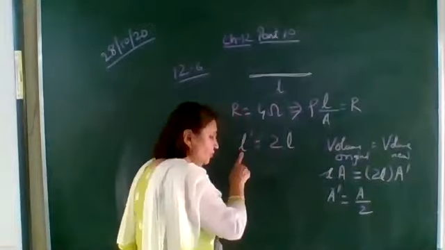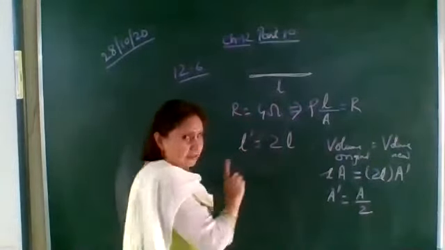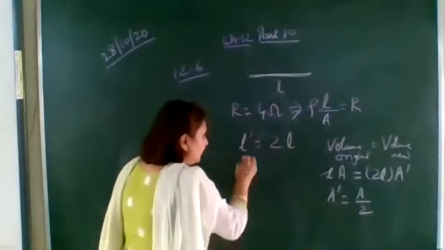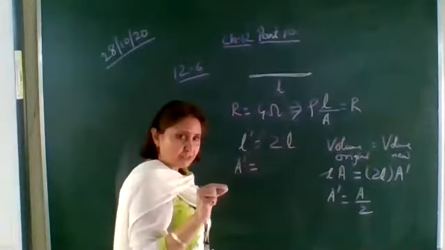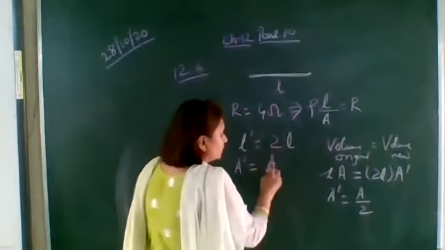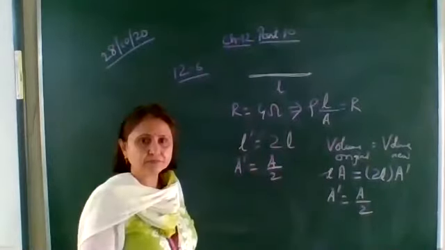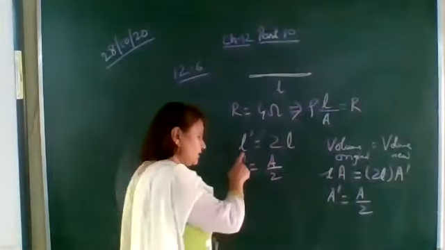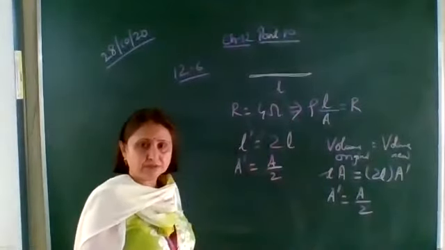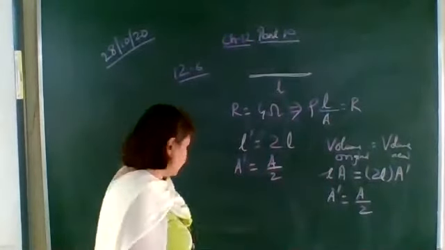So the new length after stretching is double, 2L, and the new cross-sectional area is A by 2, because the wire has become thinner. Now let us find the new resistance, that is, after stretching, what will be the resistance?